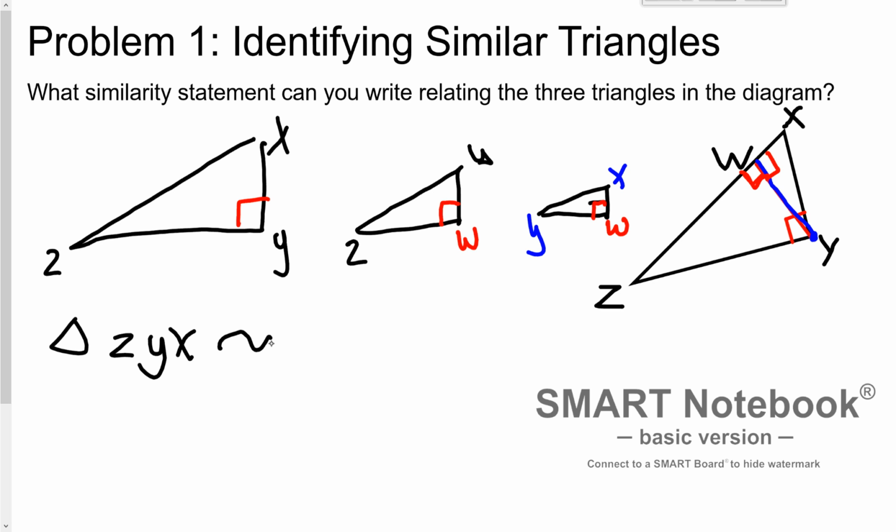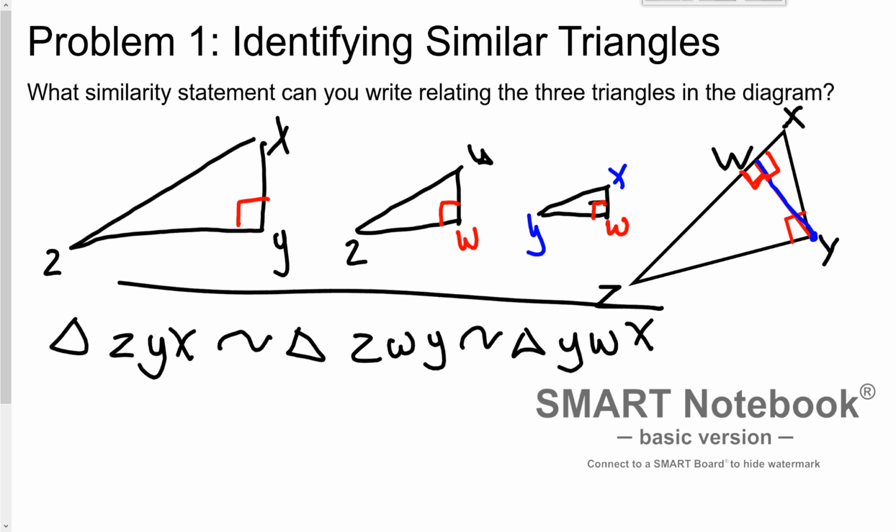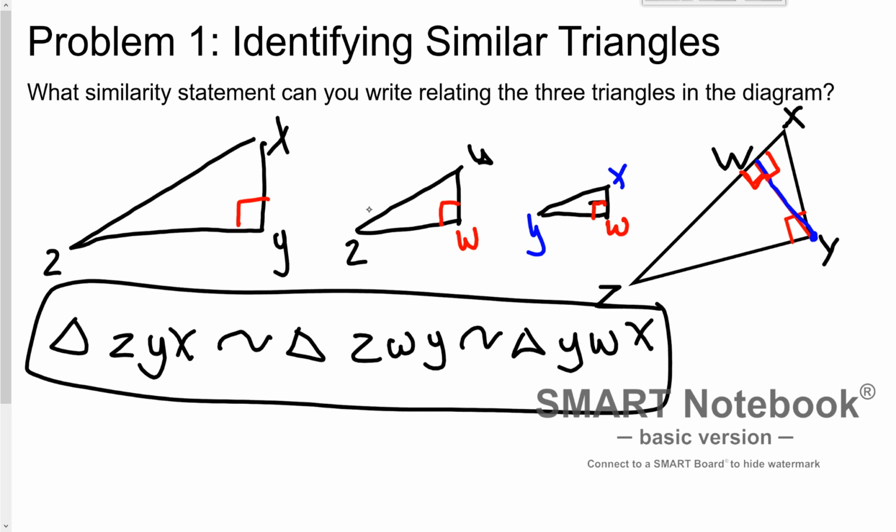Triangle ZYX is similar to triangle Z is related to Z. Then Y is related to W. Those are my right angles. And X is related to Y. It's similar to triangle Y is related to Z on the small one, and W is related to W and Y on the bigger ones, and X is the small side. So that's how I write my similarity statement of all three of those triangles. You just have to reorient it, move it around, switch it, and that's it.